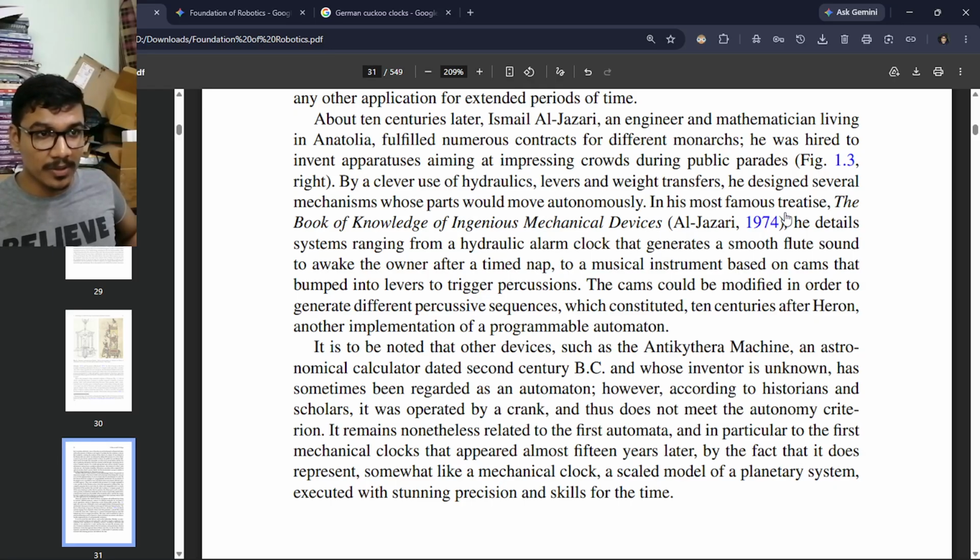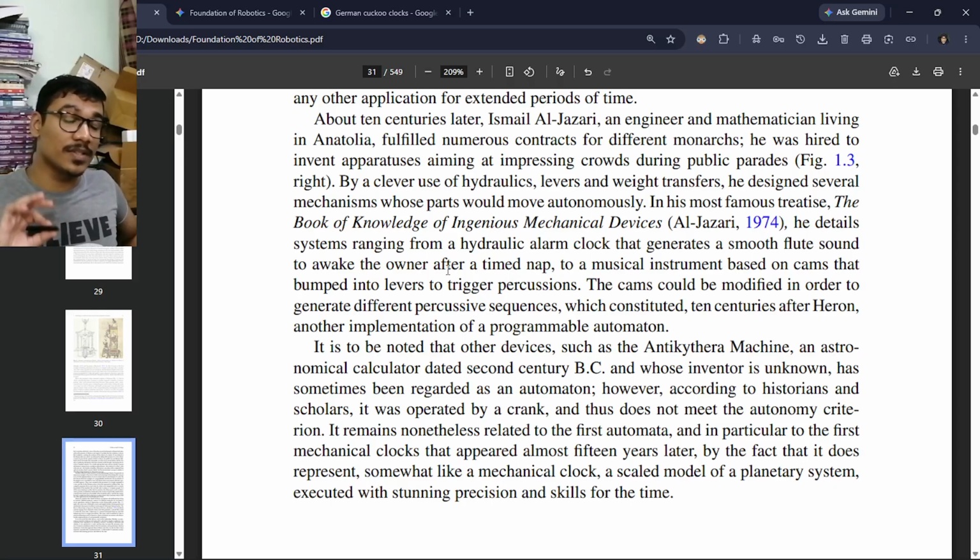In his most famous treatise, the book Knowledge of Ingenious Mechanical Devices, he details systems ranging from a hydraulic alarm clock that generates a smooth fluid sound to wake the owner after a nap, to a musical instrument based on cams that bumped into levers to trigger percussions. The cams would be modified in order to generate different percussive sequences, which constituted, 10 centuries after Heron, another implementation of programmable automation.